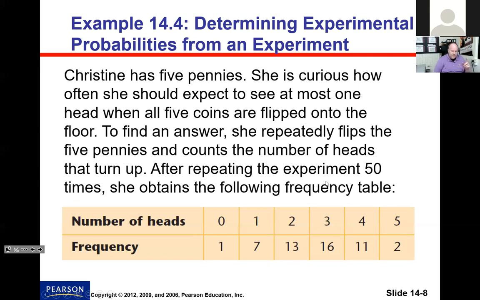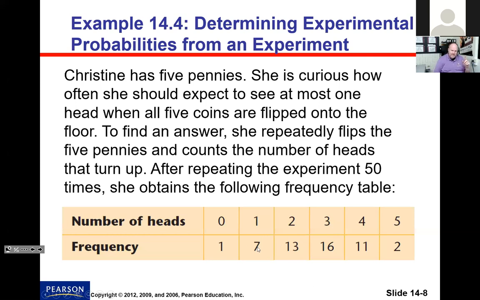Now, you have to be careful with this one, because it says expect to see at most one head, at most one head. So you have to figure out what number goes over that 50. What number do you think it is? At most one head. So how many times? Well, how many times did we see 5 heads? 2 times. How many times did we see 4 heads? 11 times. So how many times would it be at most one head? Seven. Okay, so Alice says 7.